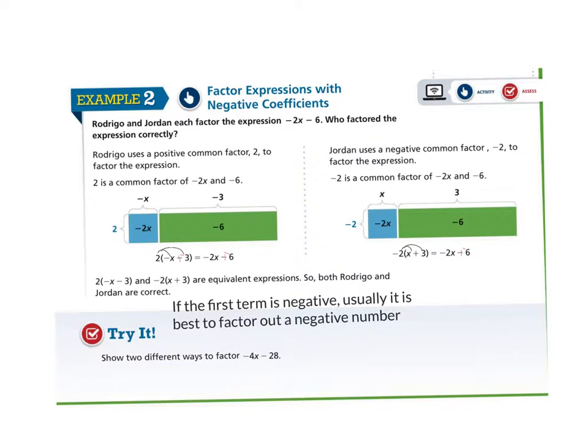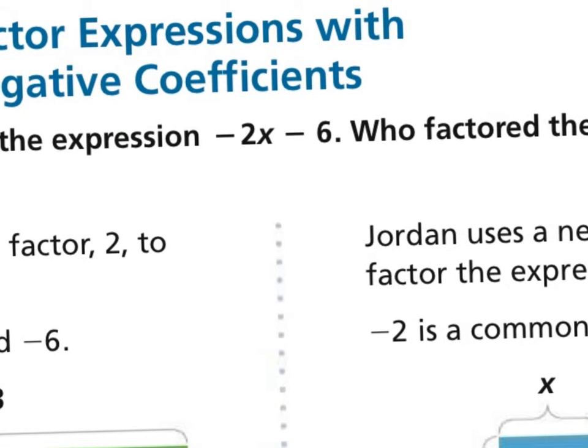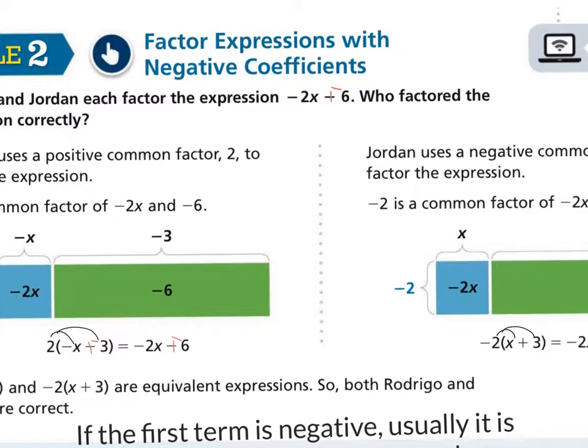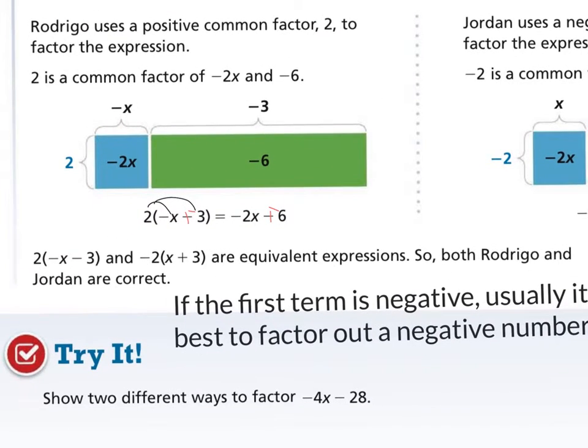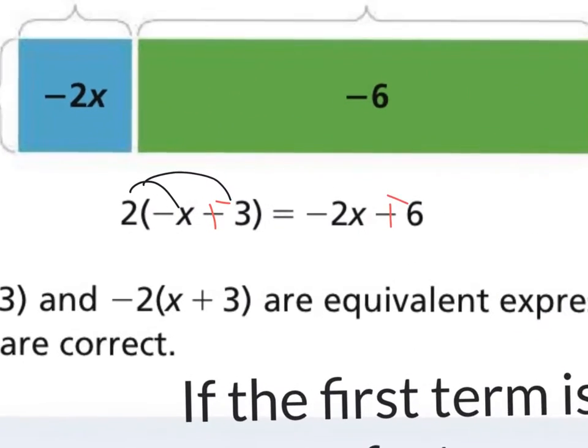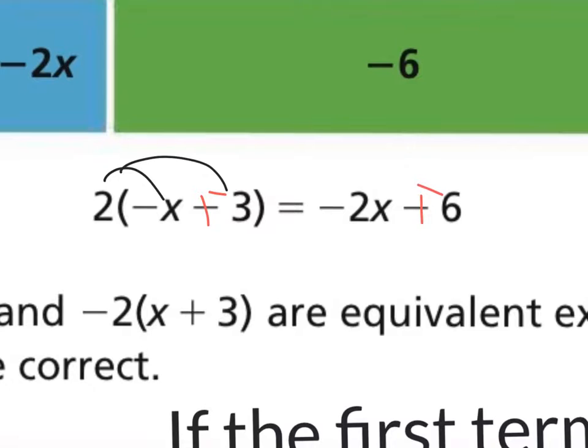Look at example 2. Rodrigo and Jordan each factored the expression negative 2x minus 6. Who factored the expression correctly? So, like we've talked about before, anytime they're subtracting, you have the option of adding the opposite. So if you want to change that to negative 2x plus negative 6, you can. And then if we look at how Rodrigo factored his expression, again, if you want to add the opposite there, you can.